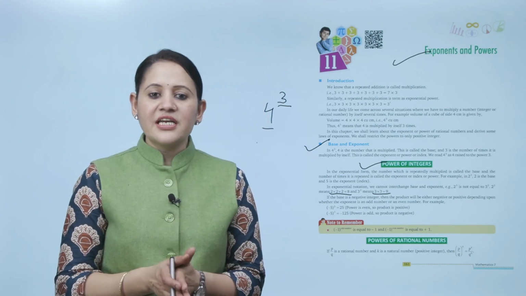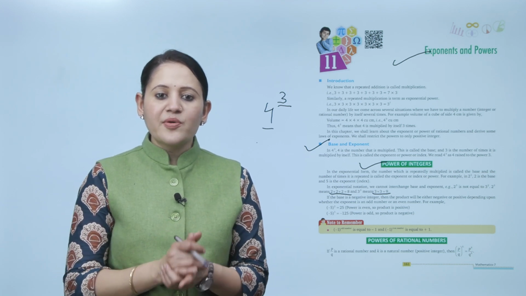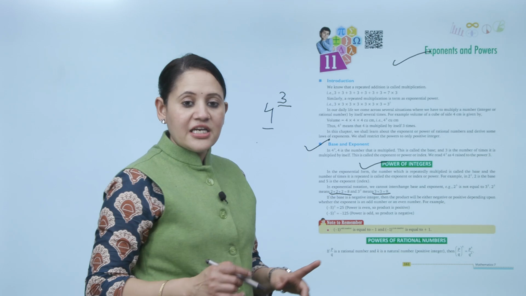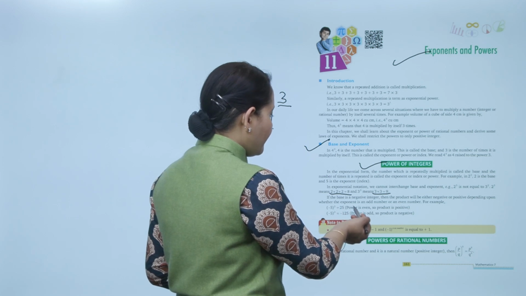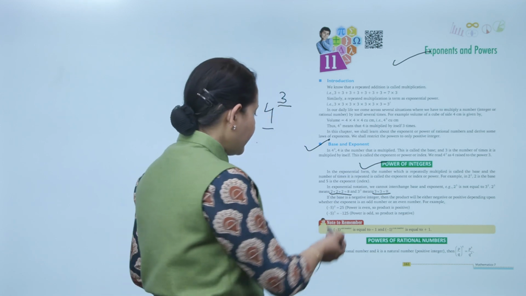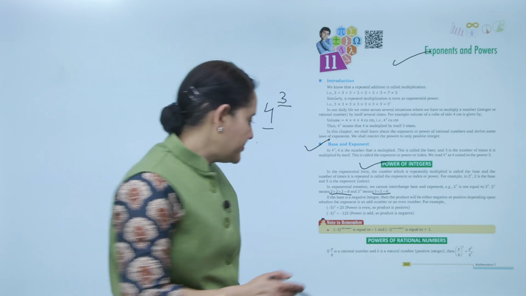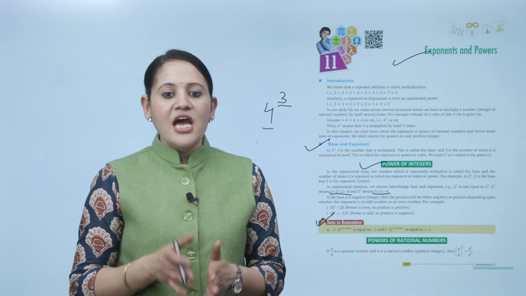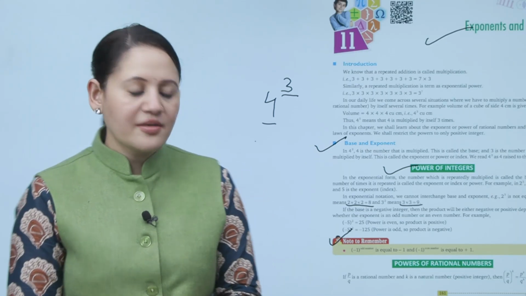If the base is a negative integer, then the product will be either negative or positive depending upon whether the exponent is an odd number or even number. For example, minus 5 to the power 2. If the power is even, what will happen? It will be positive. If the power is odd, that means it will be negative. So 25, the power is even, so the product is positive. Here, minus 5 to the power 3 equals minus 125, because the power is odd, so the product is negative. Clear? Next is a note to remember. Minus 1 to an odd power is equal to minus 1, and minus 1 to an even power is equal to plus 1. Clear?